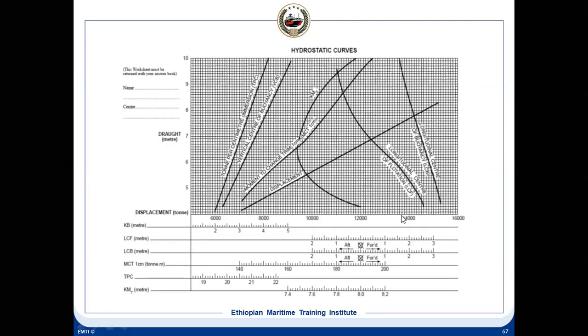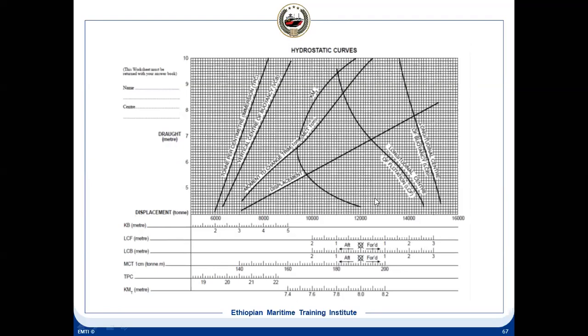So this curve gives us the draft, displacement, and then you have KB. KB is the keel, the distance from the keel to the center of buoyancy, and then LCF, that is the longitudinal center of flotation, LCB, longitudinal center of buoyancy, MCT 1 centimeter, TPC, and KMT. This KMT curve we have already completed. I think you have drawn it also, isn't it? I had given you the graph. So this is the KMT curve.